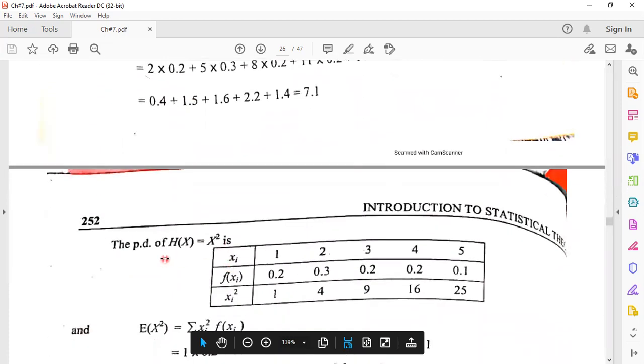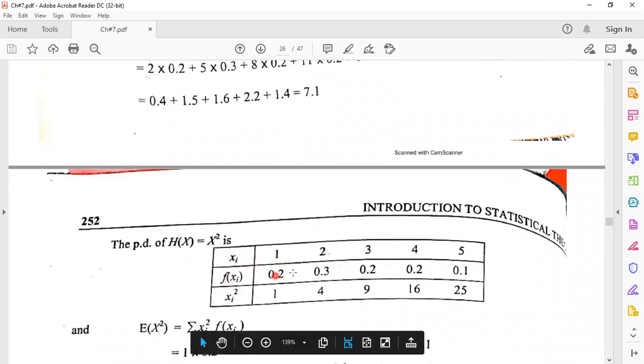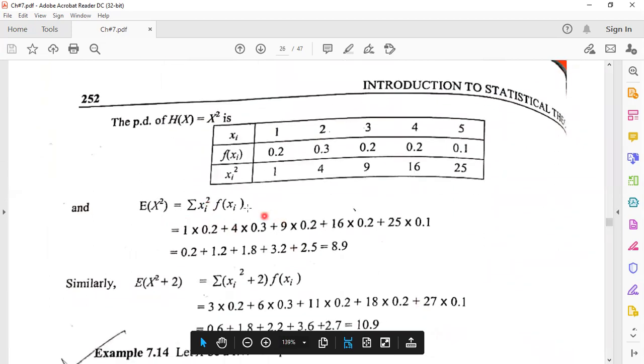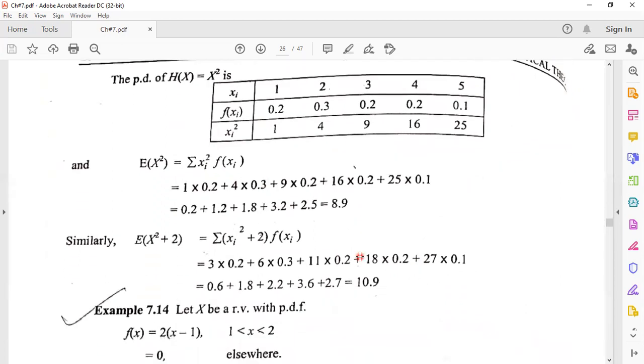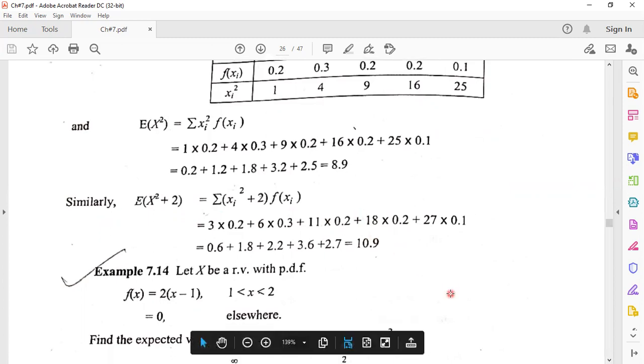Probability distribution of h of X square क्या, तो xi from 1 to 5, f of xi 0.2, 0.3, 0.2, 0.2, 0.2 और xi जब स्क्वेयर्स लिए जाए तो ये बन जाए. अब इसमें पुट कर दीजिए इस फार्मूले में, तो हमारे पास 8.9 इसका आंसर होगा. लाइकवाइज एक्सपेक्टेड वैल्यू ऑफ X स्क्वायर प्लस 2 का भी सेम उसी तरह से सॉल्व किया जाएगा. तो ये 10.9 आंसर है.